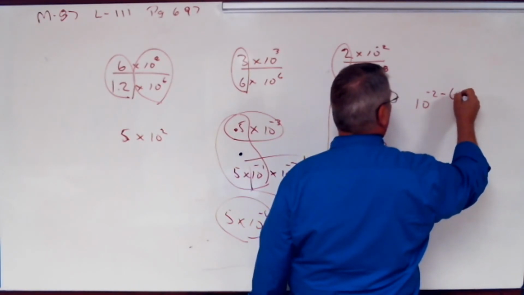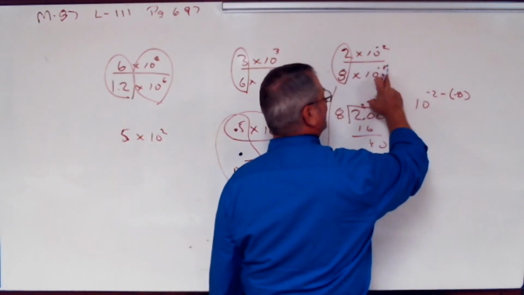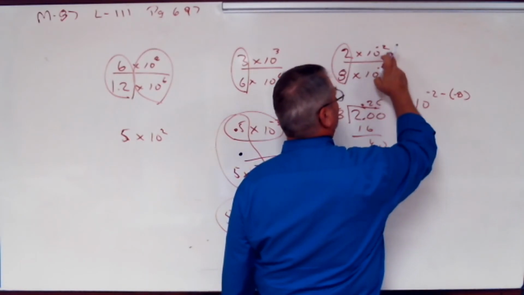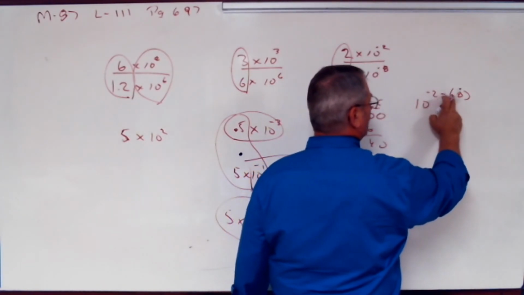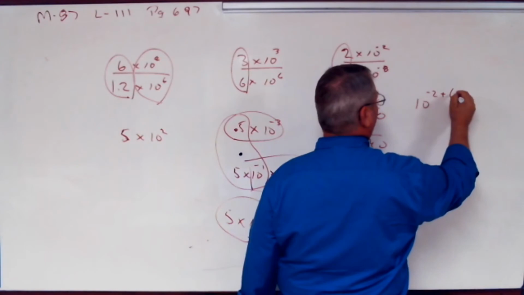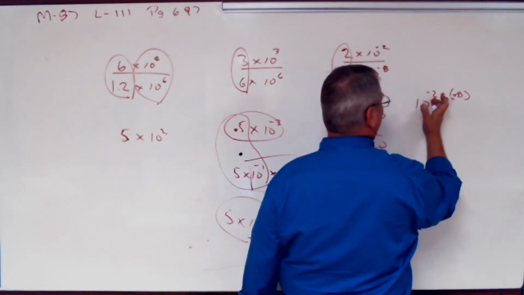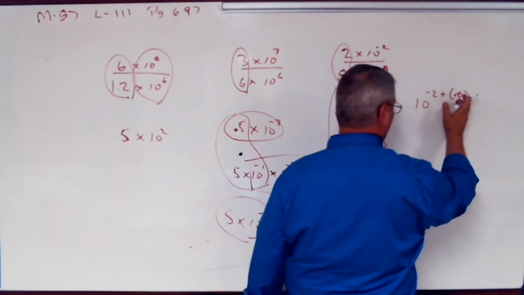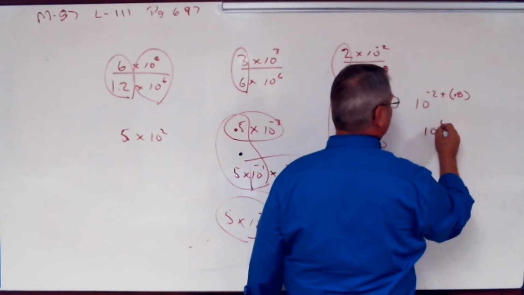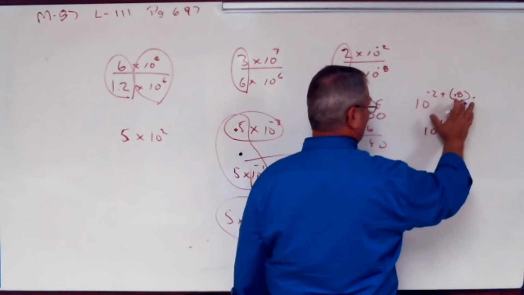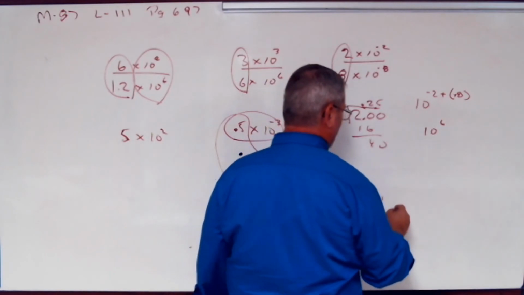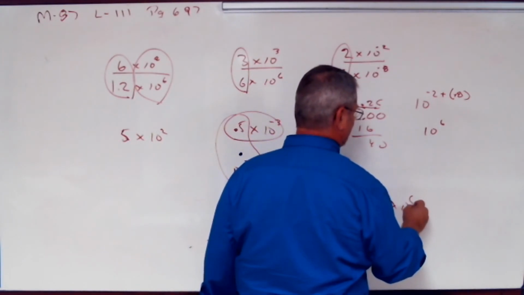minus negative 8. You understand? This is a subtraction problem. It's negative 2 minus negative 8. There's 2 negatives here, and the opposite. So it's negative 2 and positive 8. This is 10 to the 6 right there. It's 8 take away 2. So this is times 10 to the 6.